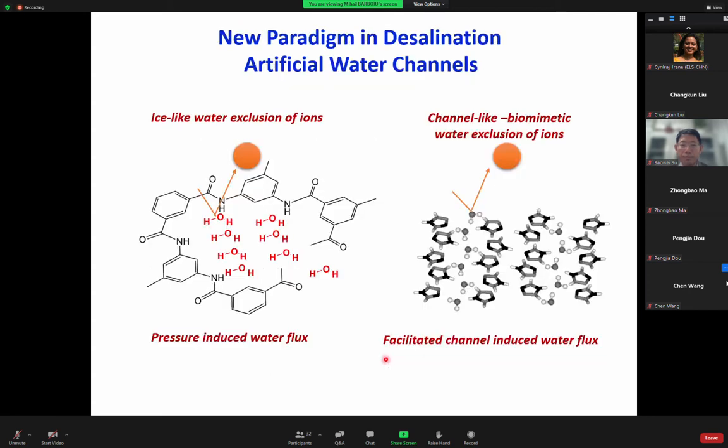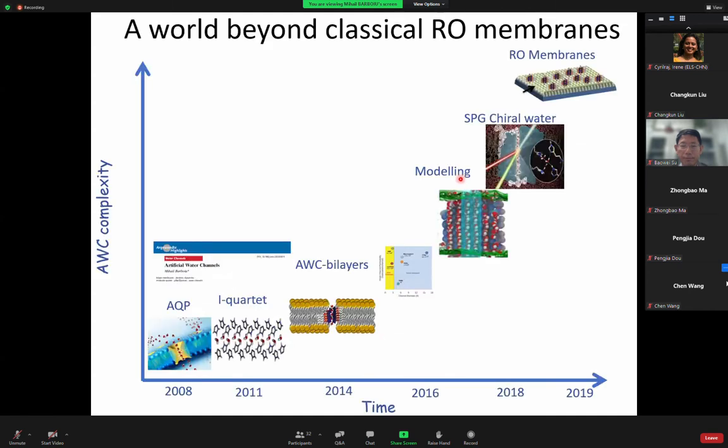I think I have convinced you that, in principle, these artificial water channels could represent a new paradigm in desalination. With this kind of water exclusion mechanism and channeling mechanism, in principle we can imagine increasing the permeability of the membrane together with the selectivity, which is highly important for the system. This story started 10 years ago, around 2010, with the first discoveries of water channels, which is an amazing field.